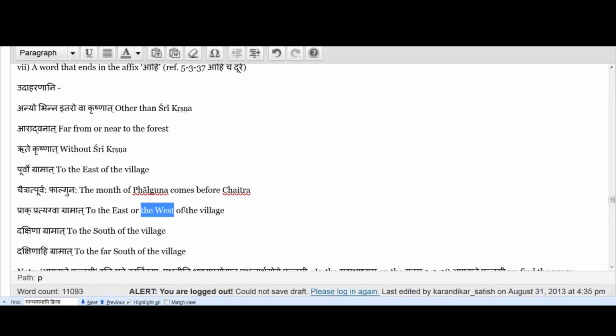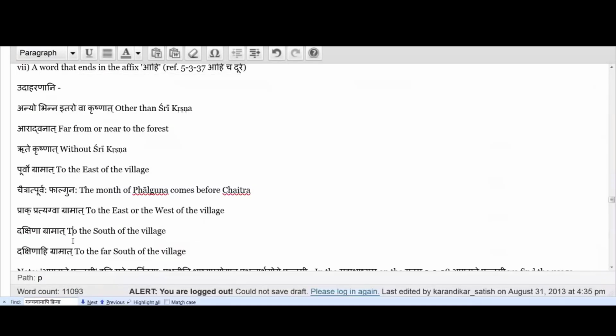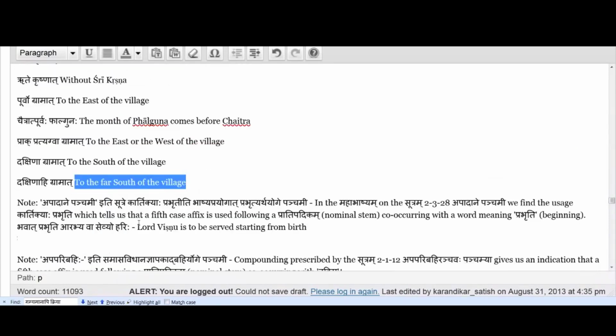In English we say of the village, but in Sanskritam we use the panchami vibhakti with gramam. Now the affix ach for that example is dakshina gramat, to the south of the village. And for the affix ahi, the example is dakshinahi gramat, to the far south of the village. Sutram here is 5.3.37, ahi cha dure. It says dure. That is why it means far south of the village.